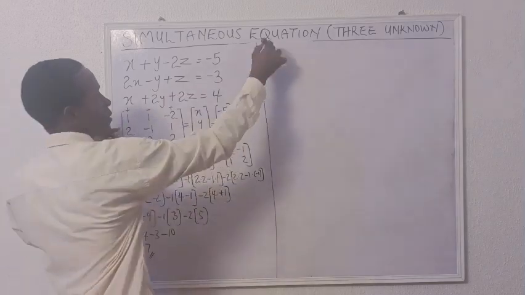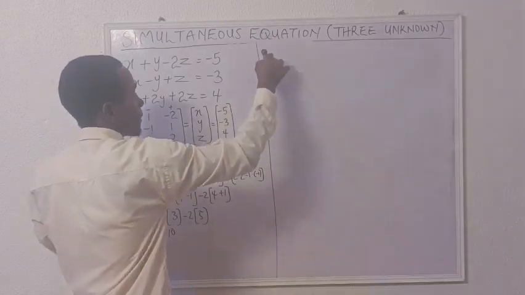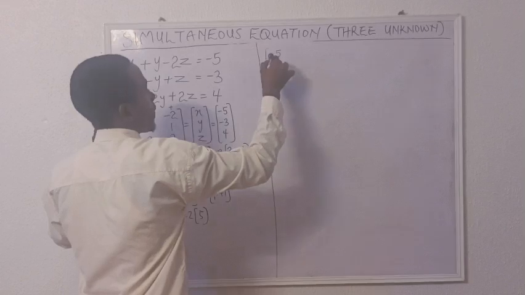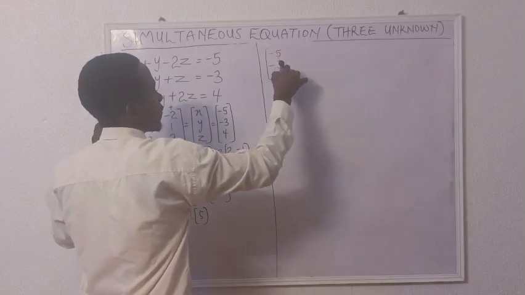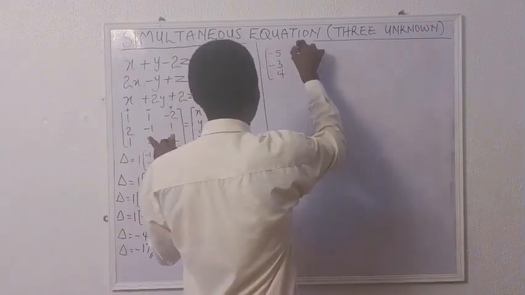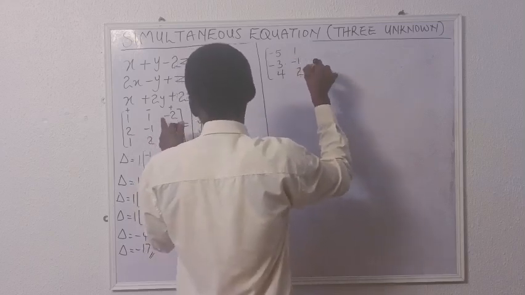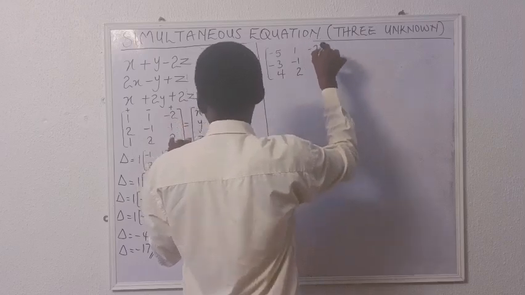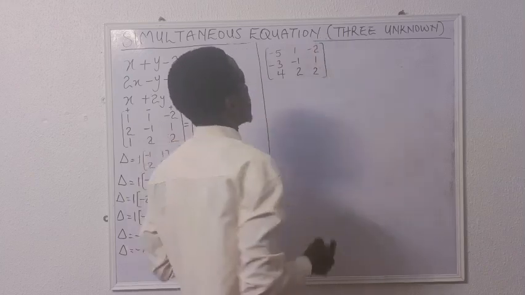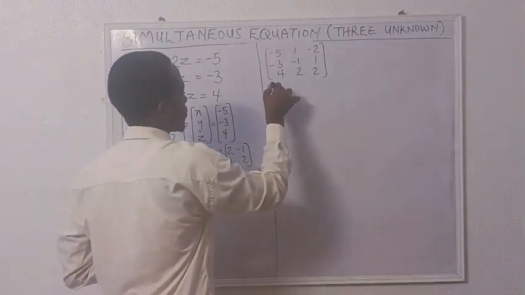So that will give us, instead of this, we are putting this minus 5, minus 3, and what? 4. Then we can consider the rest, which is what? 1, minus 1, 2, minus 2, 1, and 2. So that will look for a determinant of this matrix, which we recall as what? Delta x.